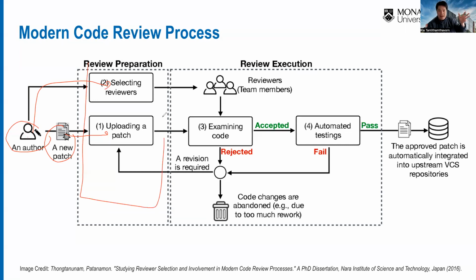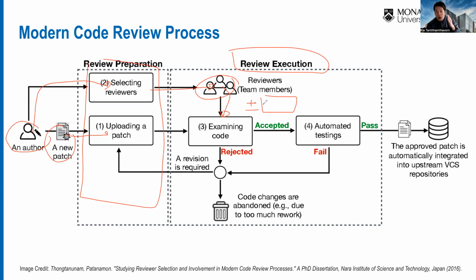That's the review preparation phase, okay? Now, when we do the review execution phase, it means that once you get the reviewers, you've got a team of reviewers looking at the code, examining the code. This is a change. Let's say this is a git diff, in Python, a git diff in GitHub, that kind of thing.